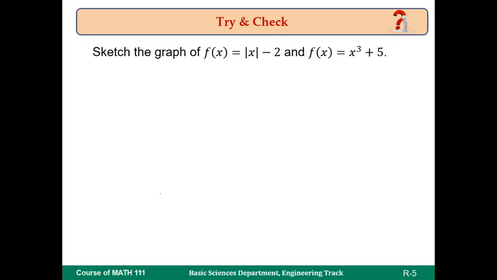Now the first thing you have to see is this one here. This is a basic function. We already know this is the absolute value function, and we know its graph. What is its graph? Its shape is like a V.